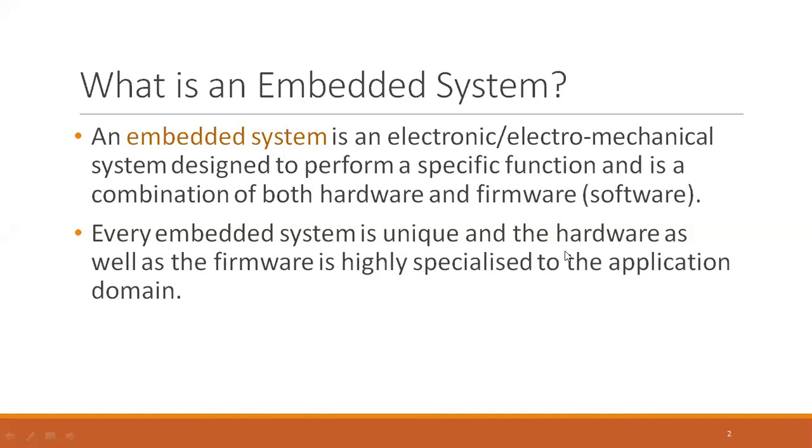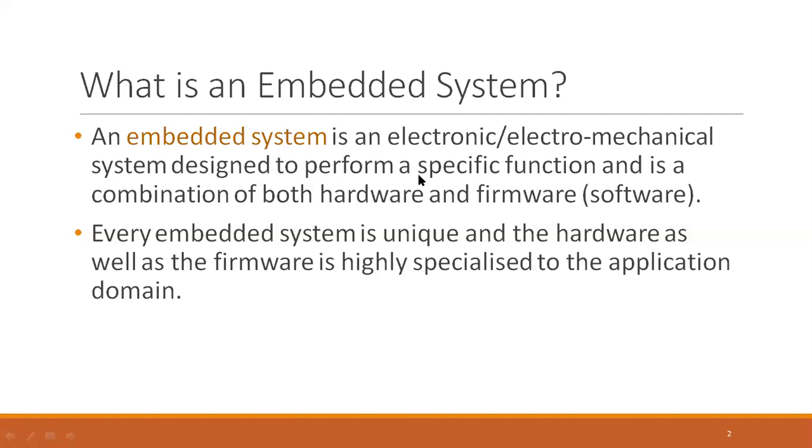Every embedded system is unique, and the hardware as well as the firmware is highly specialized to the application domain, right? Every embedded system is specific in nature, and both hardware and software are customized to the application domain. Let us take, for example, a fridge or refrigerator. It contains an embedded system, right? And this embedded system has a component and also a firmware, and that firmware is very specifically designed for the refrigerator.